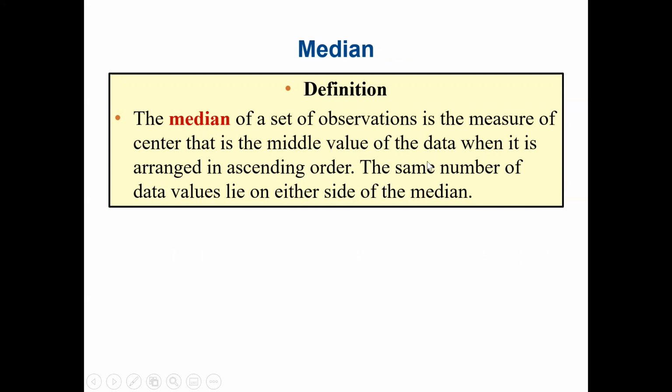Now, if the number of values is odd, we are going to get only one middle value. Let's say, for example, the number of values we have is 7. Then the fourth value in the middle will be the median. But if the number of values is 8, then we are going to take the 2 middle values, and then we find the average of the 2.